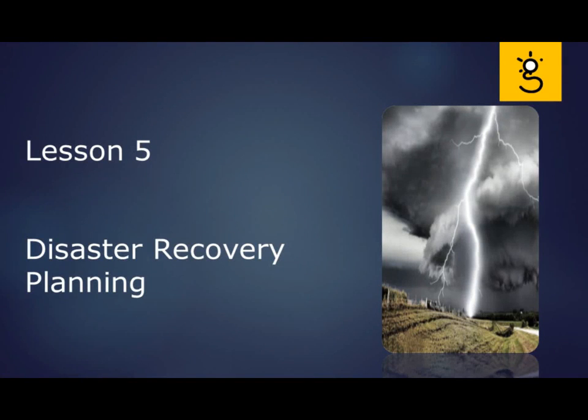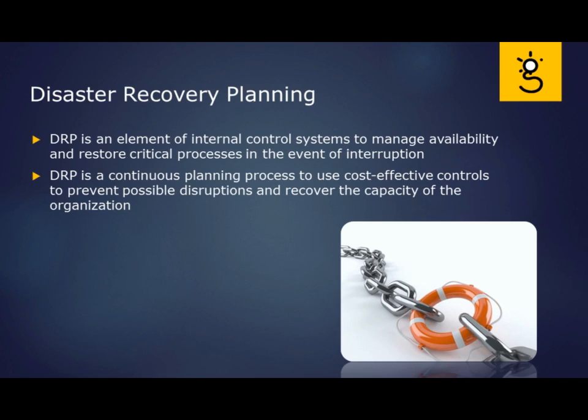In this lesson, we're going to talk about Disaster Recovery Planning, DRP. It is an element of your internal control systems to manage availability, to restore critical processes in the event of some type of interruption. It can also be a continuous planning process where we try to use the most cost-effective controls to prevent possible disruptions and to recover the capacity of an organization.